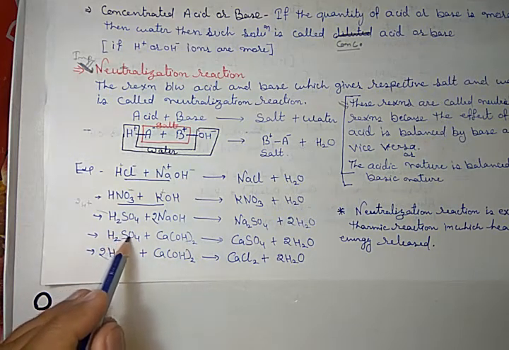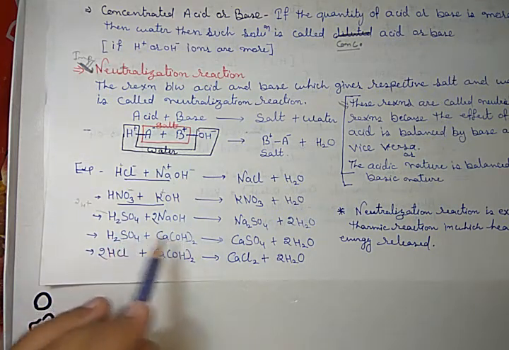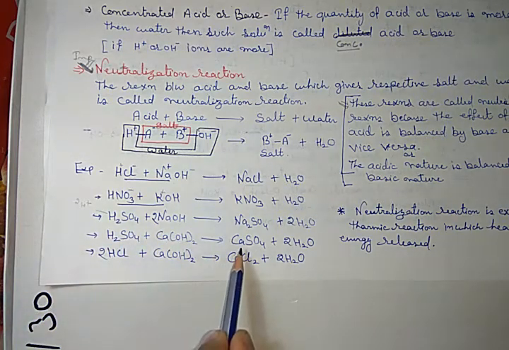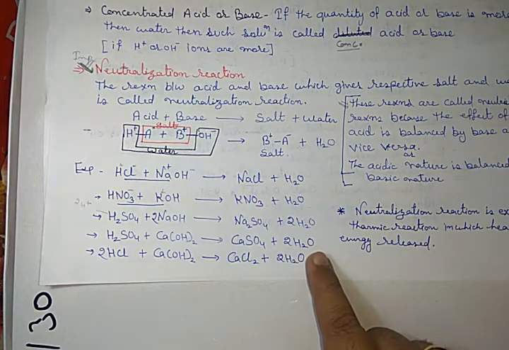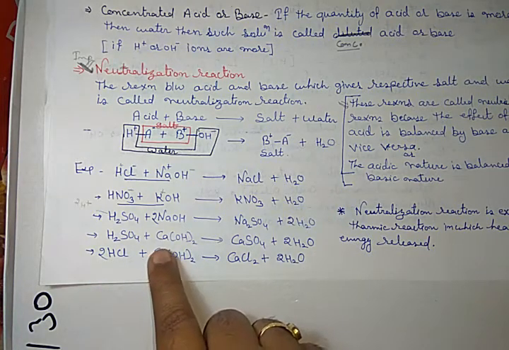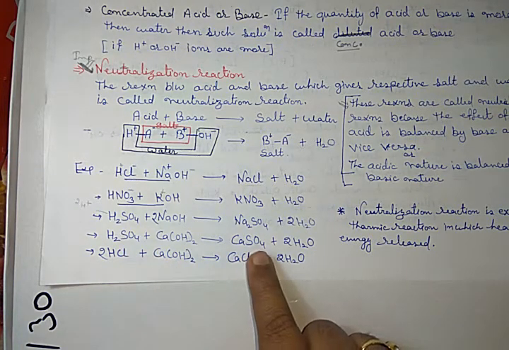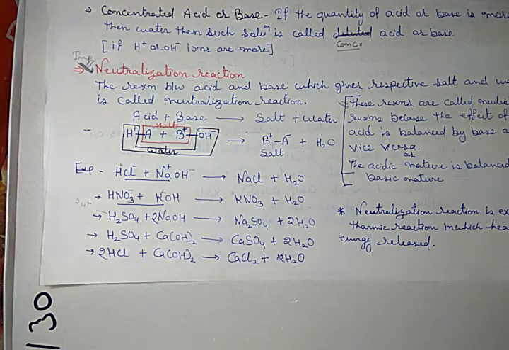Here H2SO4 gives 2H plus ions, and Ca(OH)2 also has 2OH minus. So that's why one molecule is needed. Here they combine and make 2H2O and CaSO4.